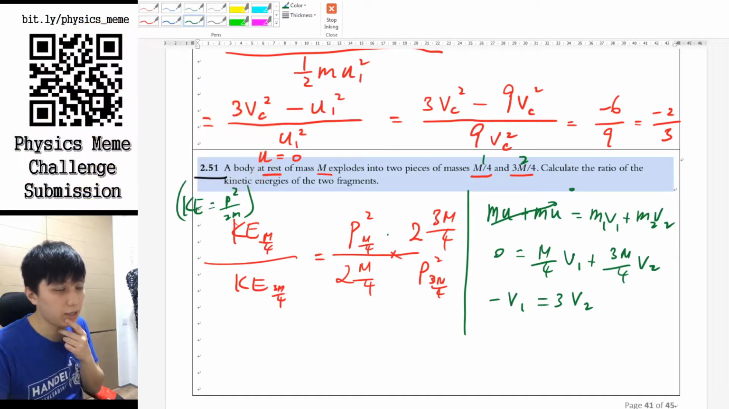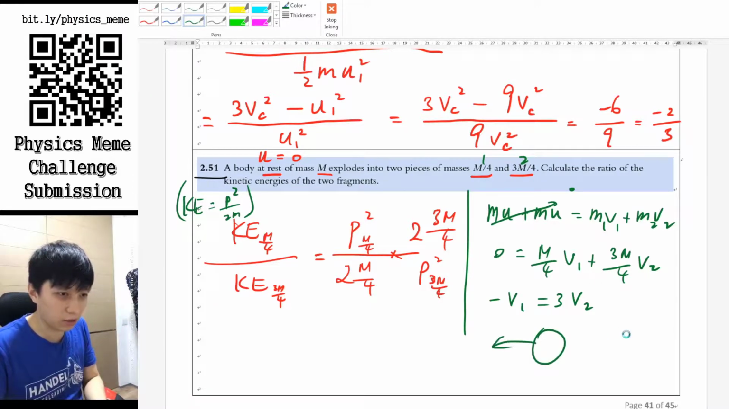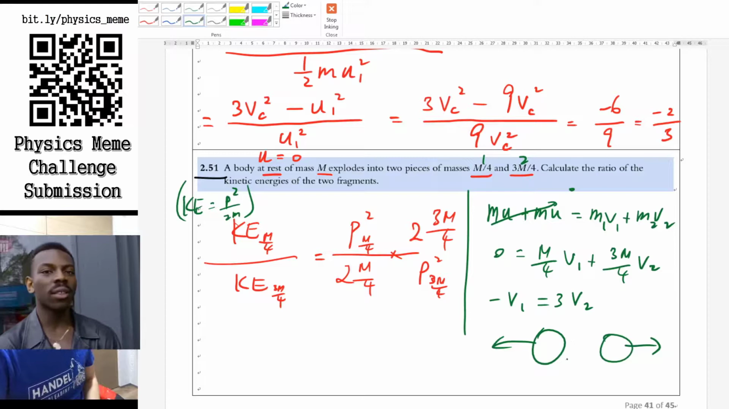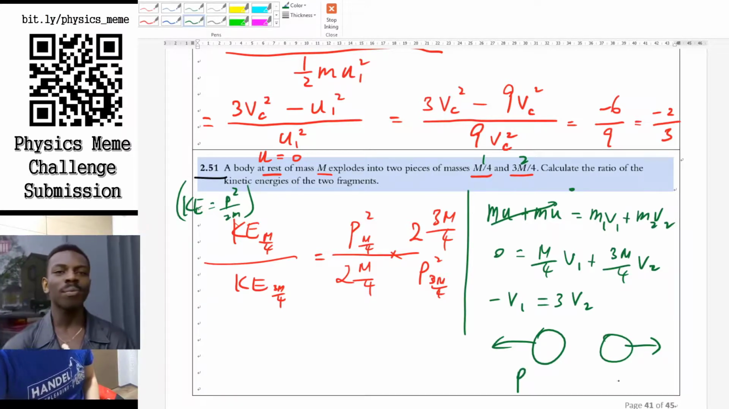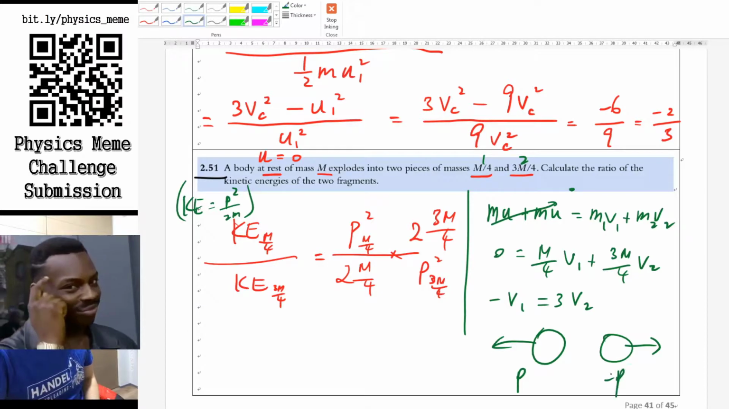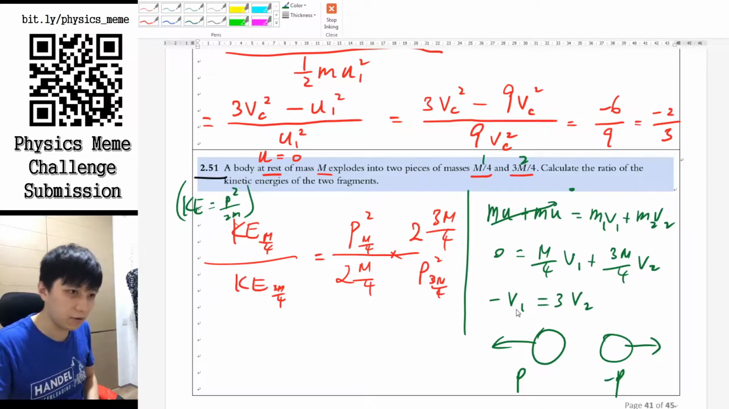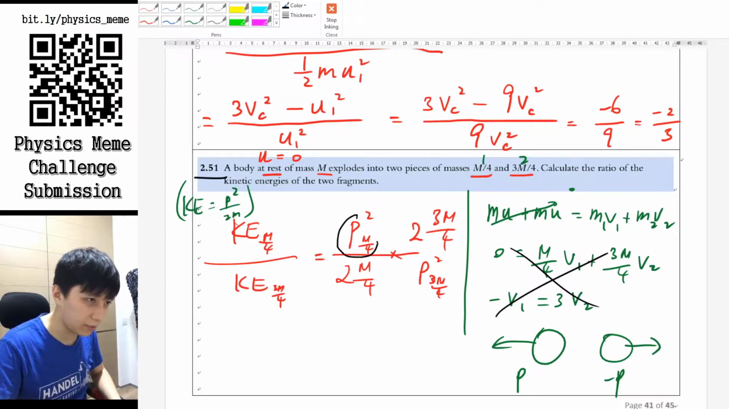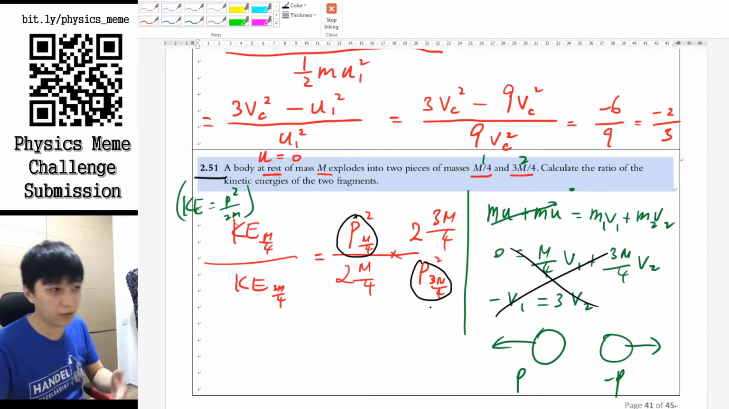Oh wait, I don't have to do this because there's no initial momentum, and so when they split, they must go in opposite directions to keep the whole momentum conserved. And so the momentum of this one, P, would be opposite to the other one, negative P, because again, conservation of momentum. You don't even need to calculate this at all. All right, I'm showing a very bad demonstration. So in fact, this one and this one will simply be the same magnitude, just opposite, but then there's a square here, so you don't have to care about this negative anymore.